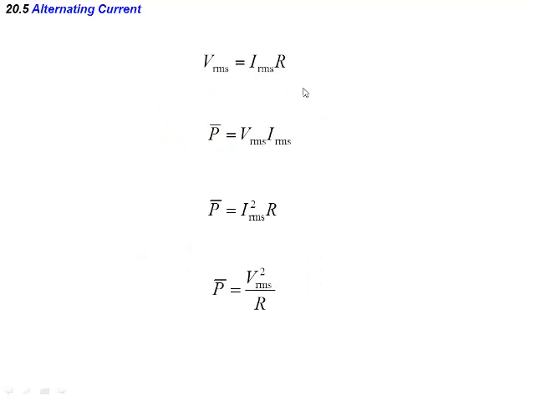For alternating current, you have the following formulas. V equals I times R, with V root mean square and I root mean square. P equals V times I, equals I squared R, and P equals V squared over R. These are all the same as the equations for direct current, except that you use averages when you talk about alternating current.